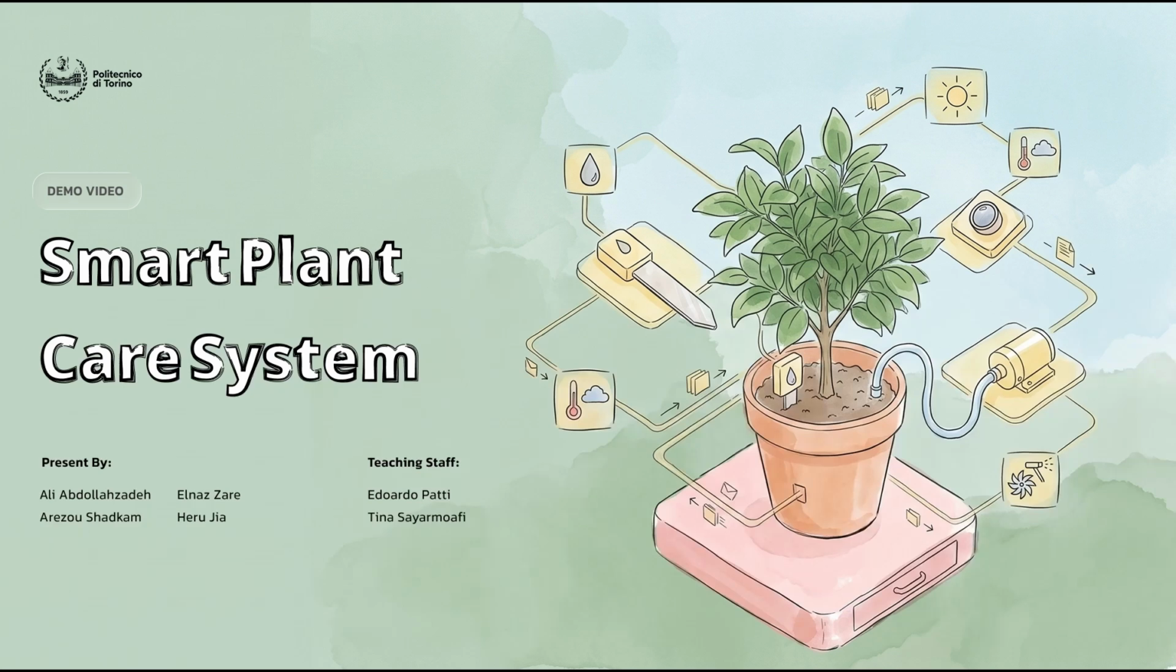This project is a smart plant care system, an IoT system designed to monitor and take care of a plant automatically. Our proposal solves the problem of manual plant care by using sensors for soil moisture, temperature, and humidity to water a plant automatically and send alerts.